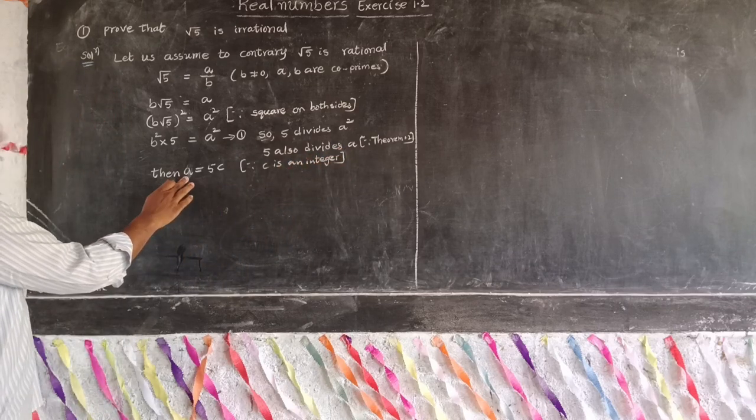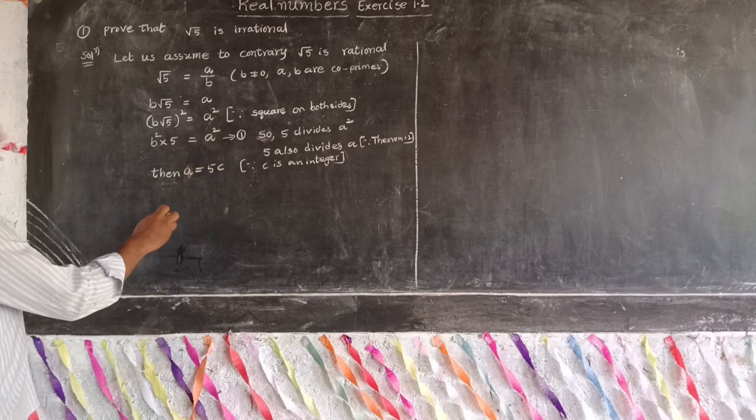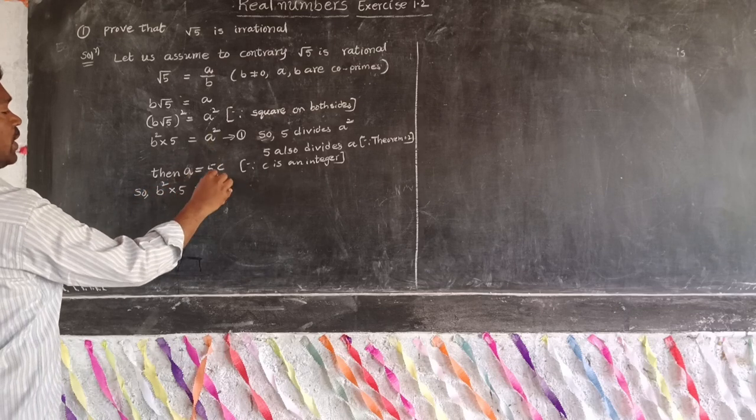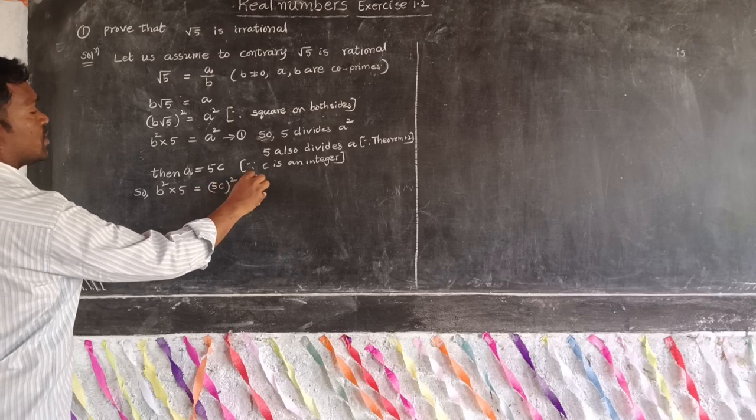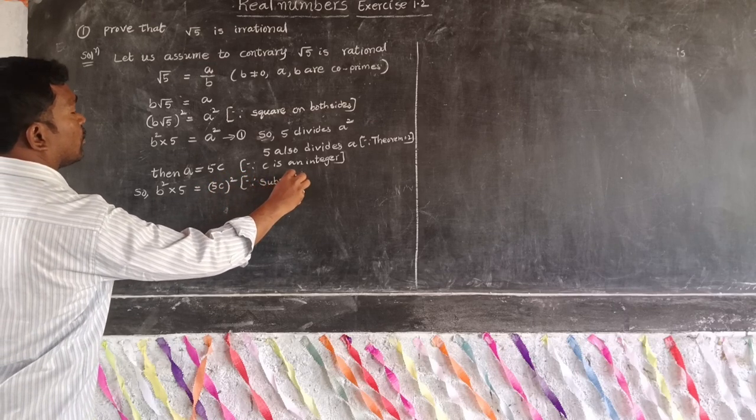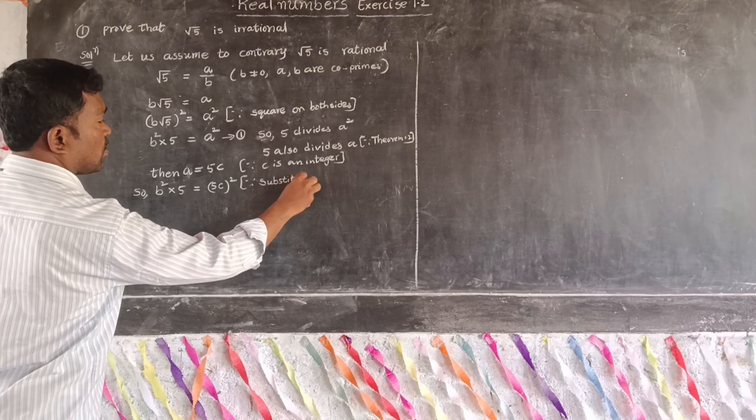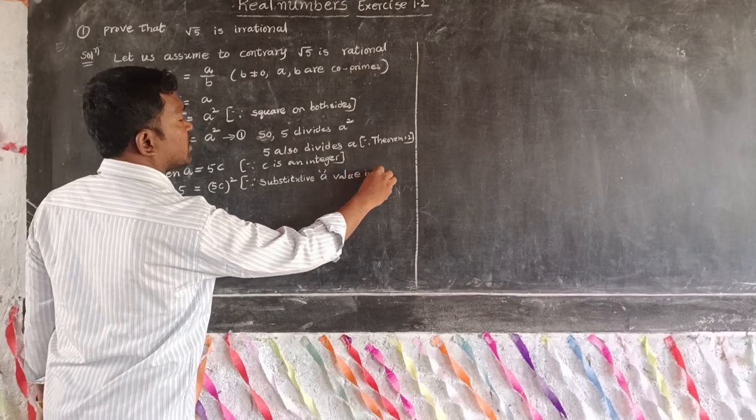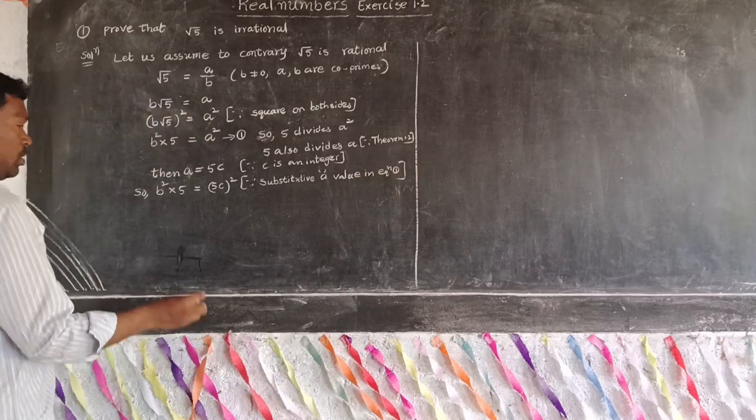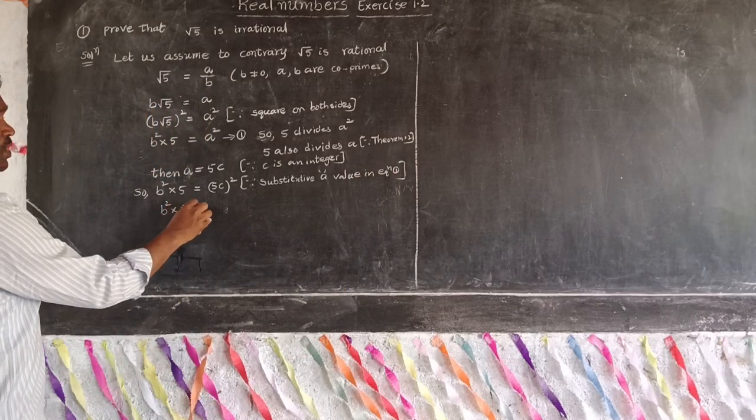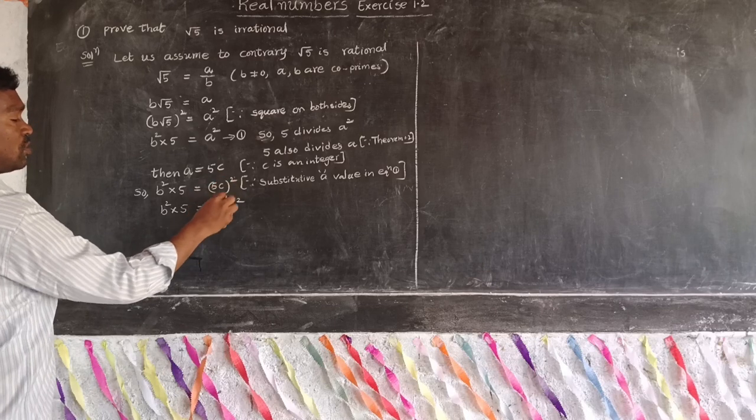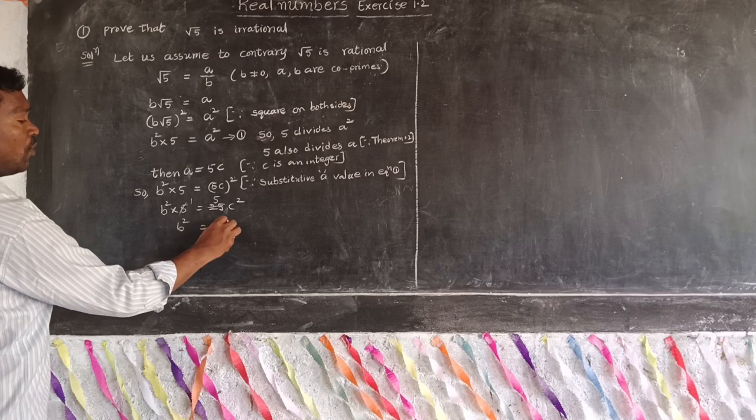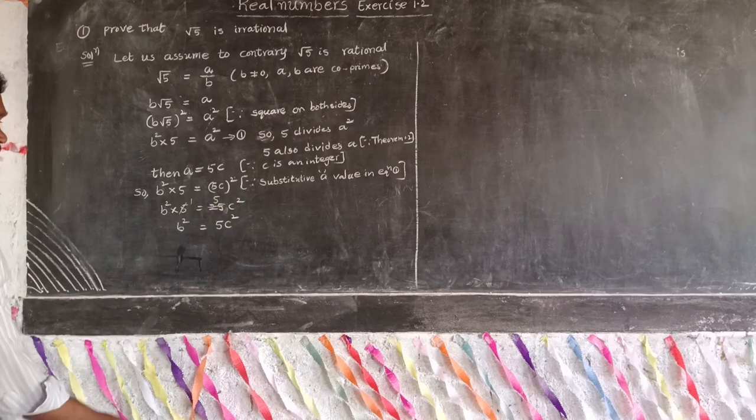Next, substitute the A value in the above equation. So B square into 5 equals A square. A square means 5C whole square. Substituting the A value in equation 1, B square into 5 equals 25 C square, since 5 whole square is 25. So B square equals 5C square.